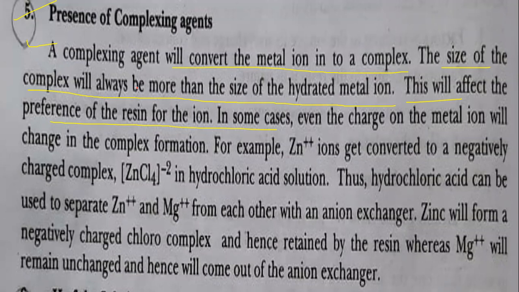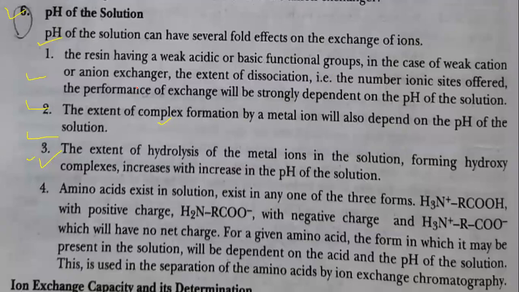For example, Zn2+ ion in HCl gets converted to ZnCl4 2-. Thus, hydrochloric acid can be used to separate the zinc and magnesium ions from each other. Zinc will form a negatively charged chloro complex and hence be retained by the resin, whereas the Mg2+ will remain unchanged and hence it will come out of the anion exchanger. In this way we can separate Zn2+ and Mg2+ from each other using an anion exchanger.